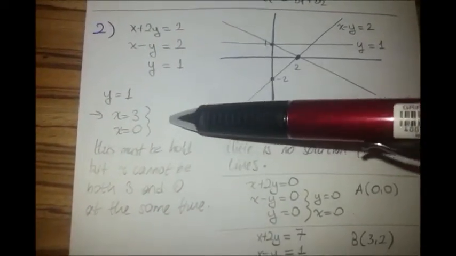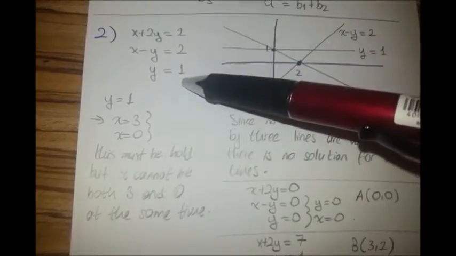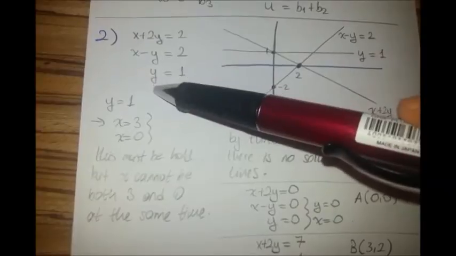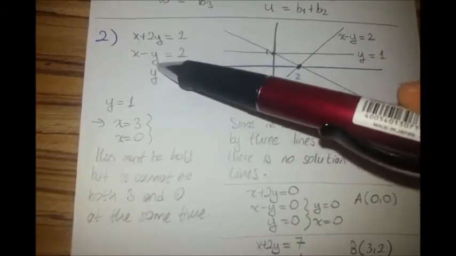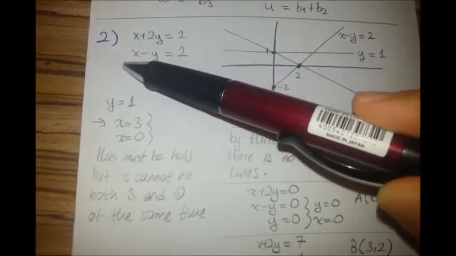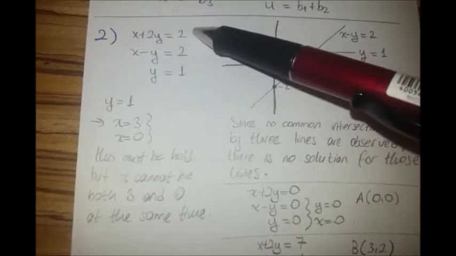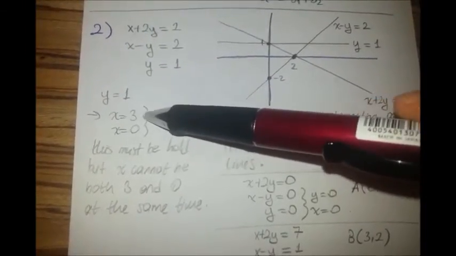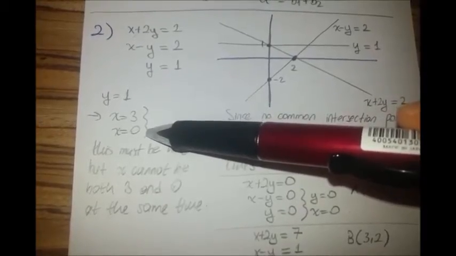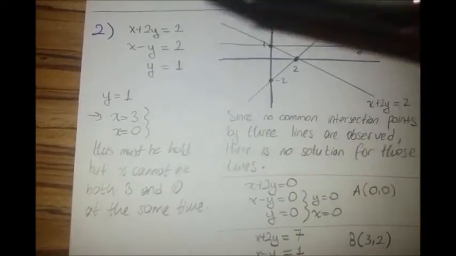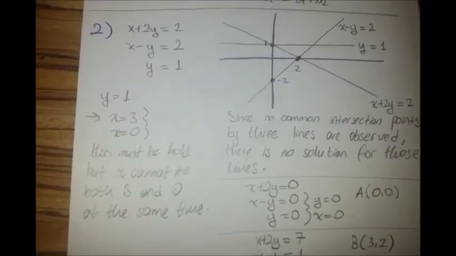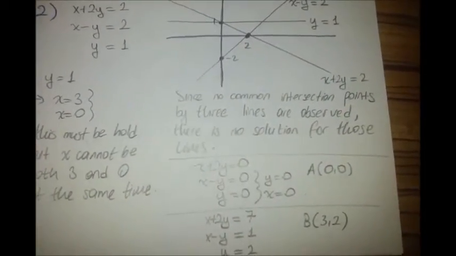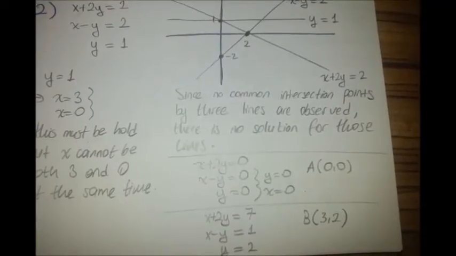When we do the calculation, when we do the algebra, we got y equal to 1, so we put y here. So x is equal to 3 and x is equal to 0. So this must hold, but x cannot be both 3 and 0 at the same time. So there is no solution. And in the further part of the question, what happens if all right-hand sides are 0?